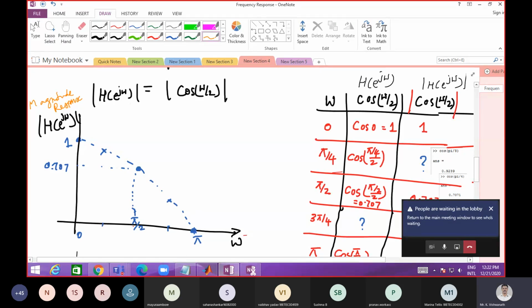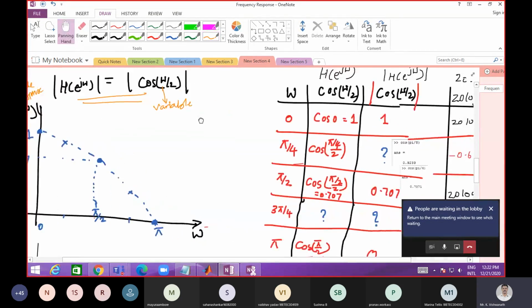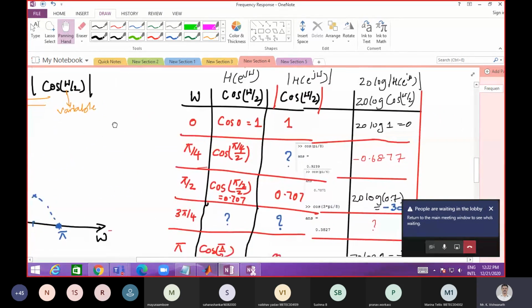Now, how do we plot it basically? We can plot this curve or this equation by changing this variable. So w is a variable, and for each value of w we can compute the magnitude here. How do we do that? Just for reference here, we have written this table.